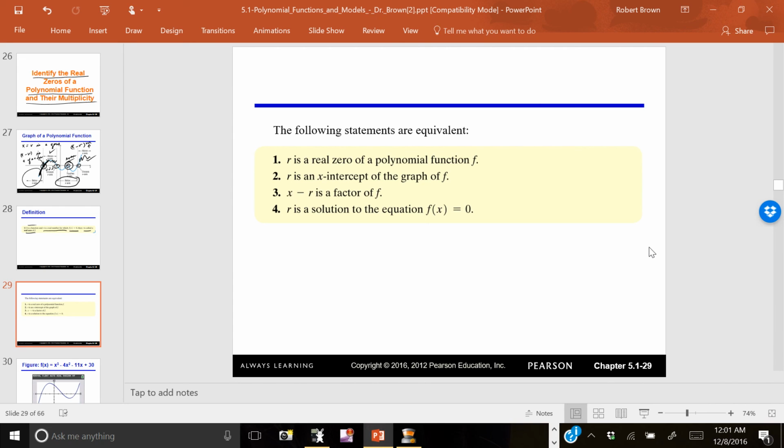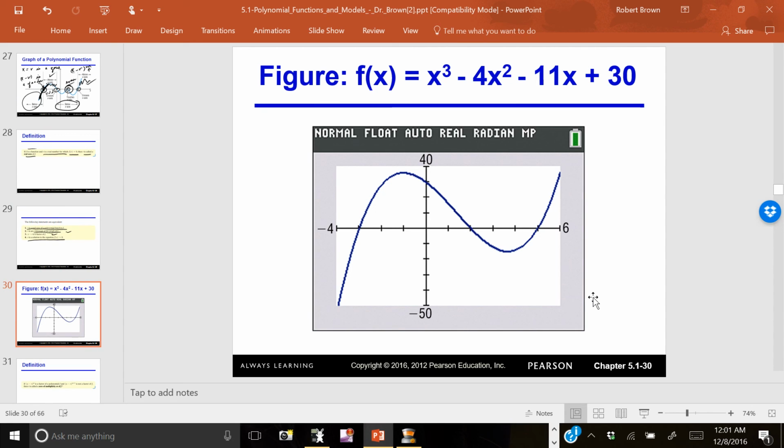Now, you need to understand the following statements and that they are equivalent. If r is a real zero of polynomial function f, that's equivalent to saying that r is an x-intercept of the graph. It's also equivalent to saying that x minus r is a factor, and r is a solution to the equation f of x equals 0. Now, let us graph this function.